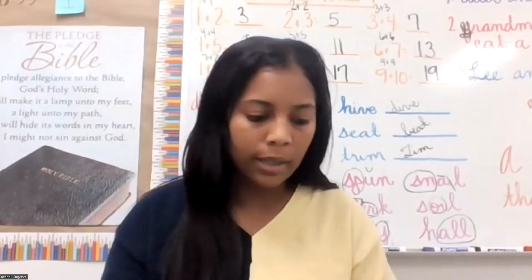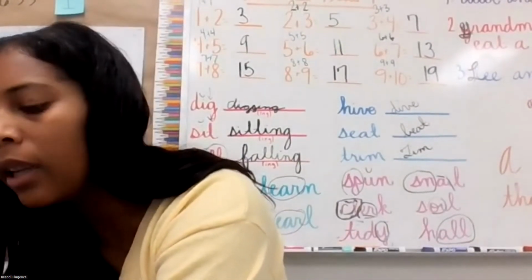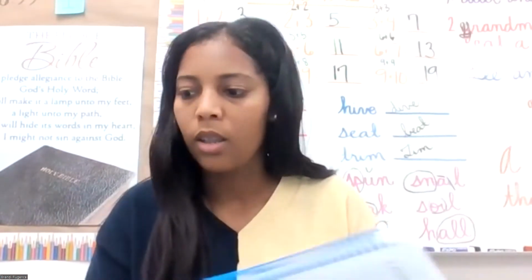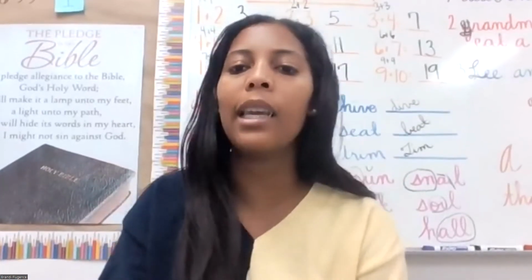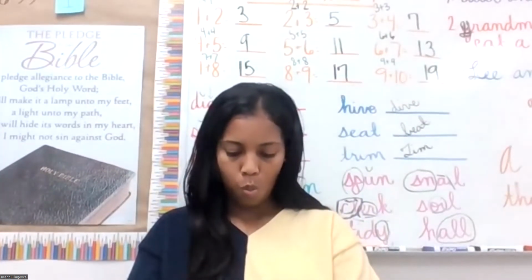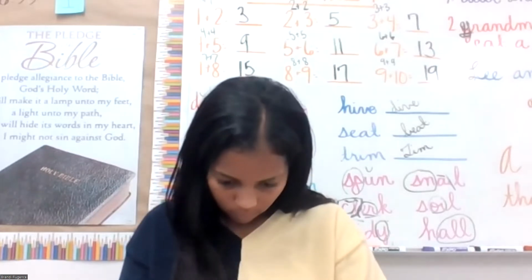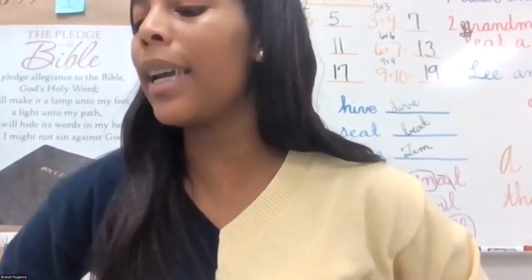Okay, let's go ahead and get out your spelling. List 14, page 28. So we have IGH sounds and ITE. Okay, let's look at our first one. Sight.